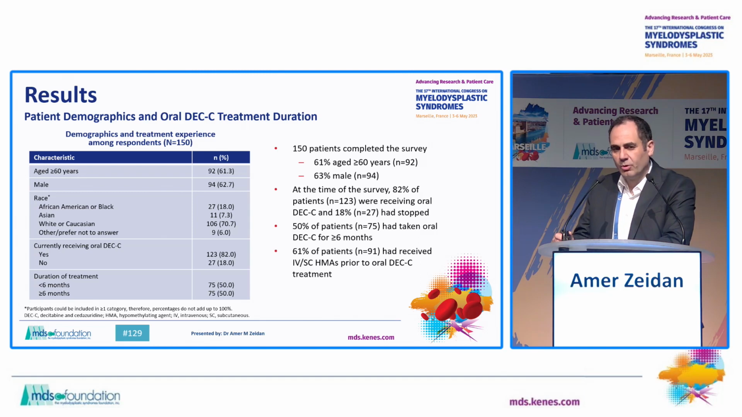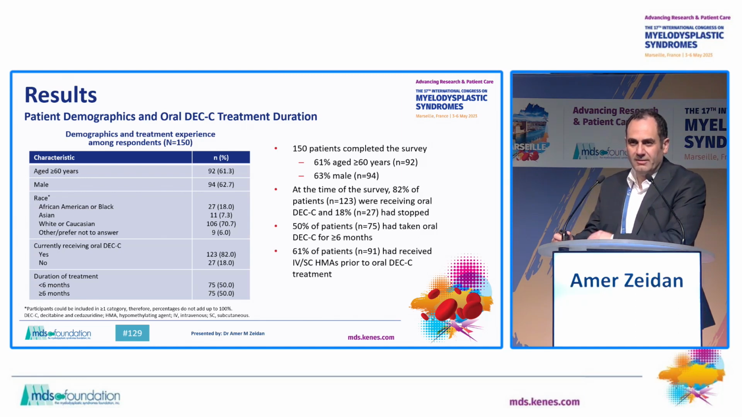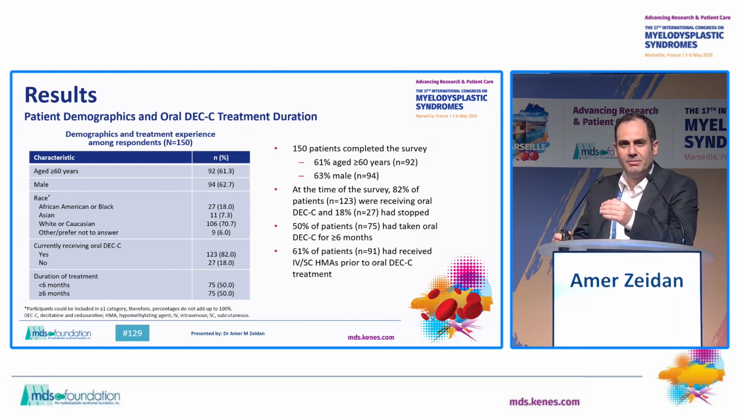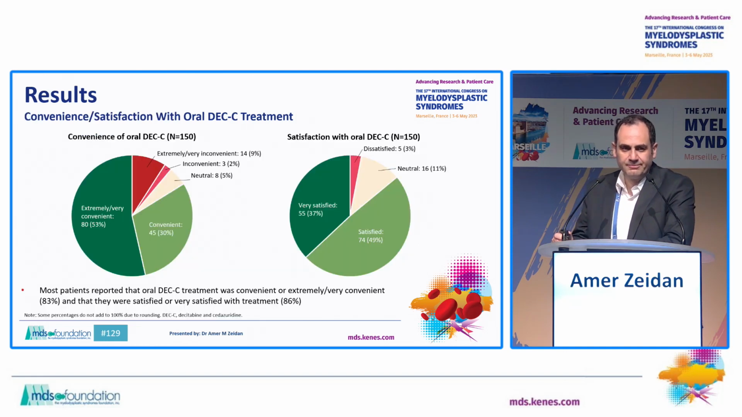You can see that most of them were older than 60, and most of them were male, which is consistent with the demographics of MDS in general. Most patients were receiving the oral decitabine at the time when they responded. They had not discontinued at that point. Only 18% had discontinued, and around half of them had taken the drug for more than 6 months. So around 40% started on oral decitabine from the get-go, while the other 60% had received injectable hypomethylating agents before they received oral decitabine.